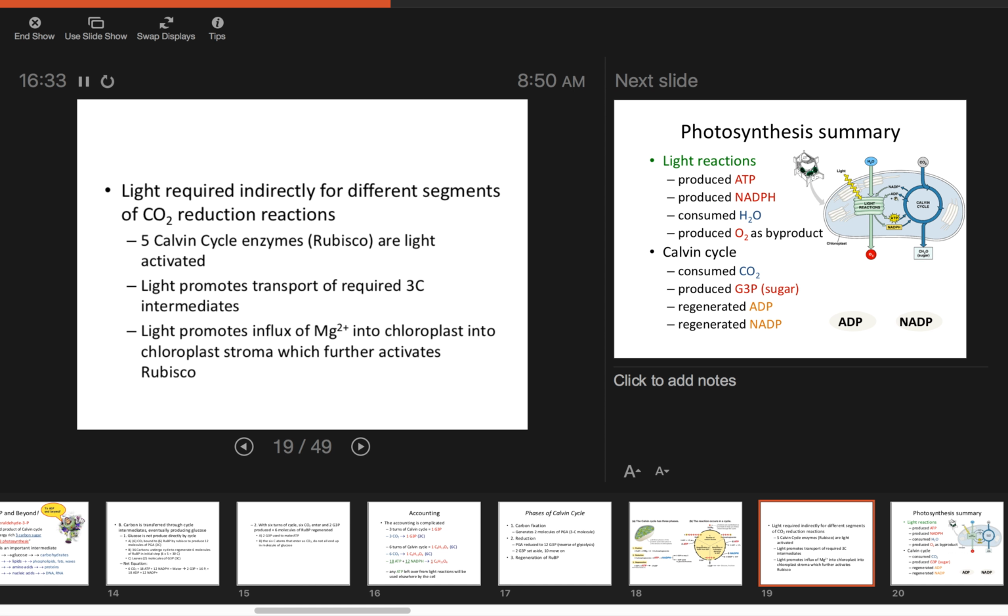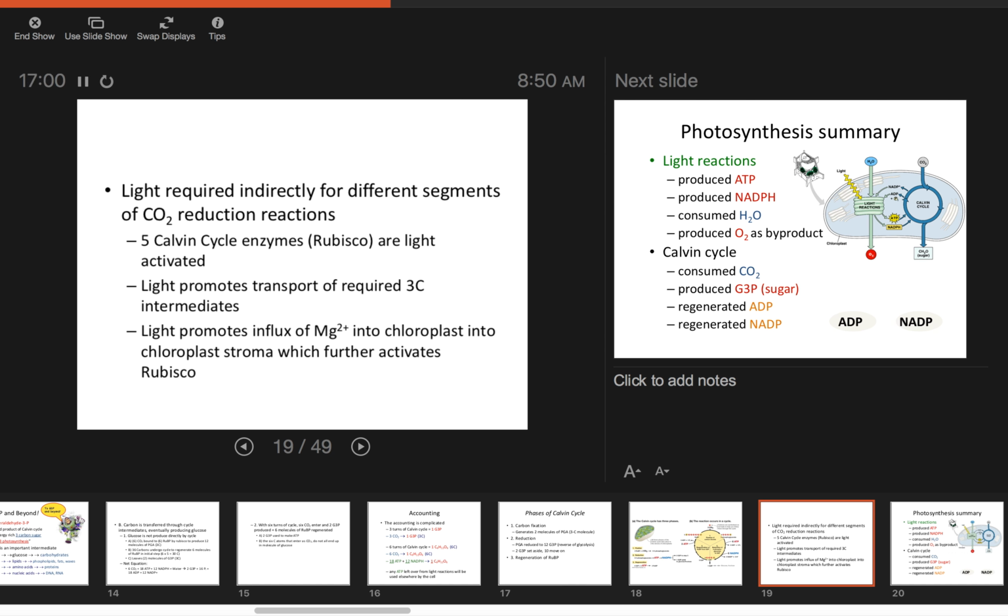This is a light independent reaction, which means light isn't needed for the Calvin cycle to continue. But to get the ATP and the electron carriers, we need that from the light dependent reactions. Light promotes the transport of all the intermediate molecules. Light promotes influx of magnesium to further activate rubisco. So it is dependent on light, but it can take place at night, and you're going to see that with some plants.